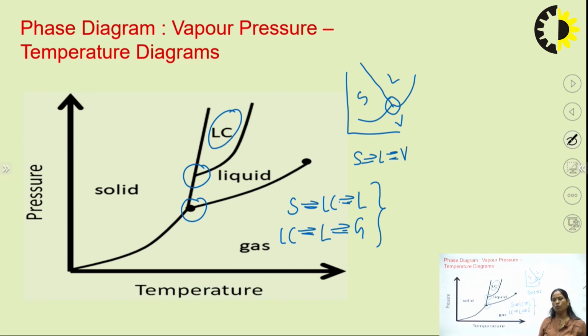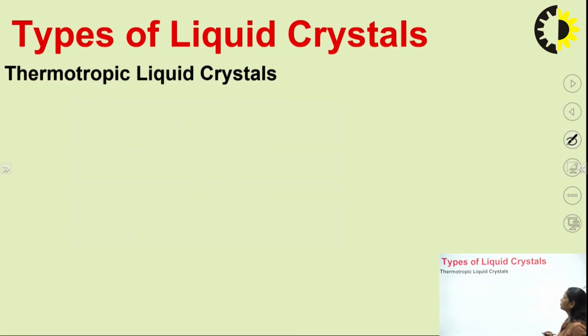Why is it so? Why is it showing two triple points? Because with one triple point, not all four phases can be in equilibrium. Only three phases can be in equilibrium in the case of one triple point for a single component system.